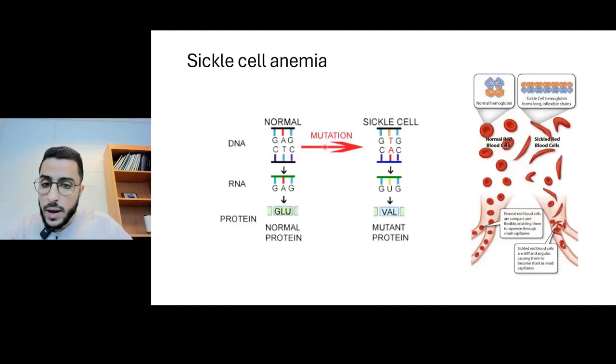This is just another diagram to show you the one nucleotide change that leads to a change from a glutamine to a valine. And because you have this valine here, that messes up the whole phenotype of the blood cells. It does so by transforming the protein, the hemoglobin, from a globular shape to a kind of long strand form. Okay.